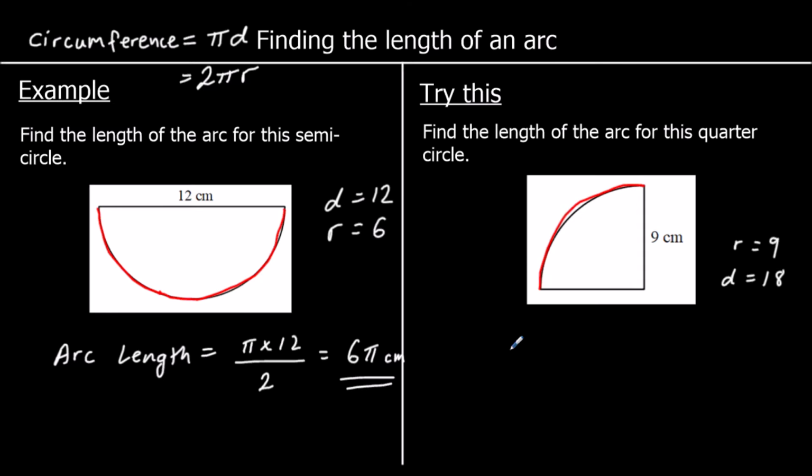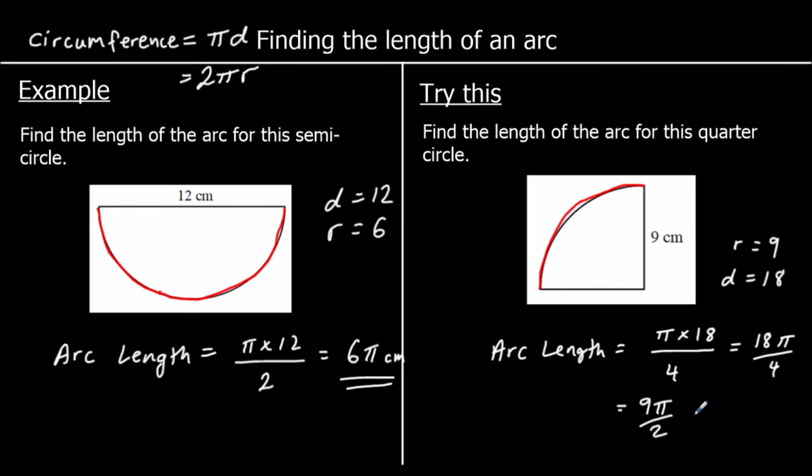So if I say the arc length is pi times the diameter divided by 4. So 18 pi over 4, which I can simplify to 9 pi over 2. And again, it's in centimeters. It's a length. We measure it in centimeters. And if we wanted to give our answer as a decimal, we could type this into the calculator and we will get a decimal out.